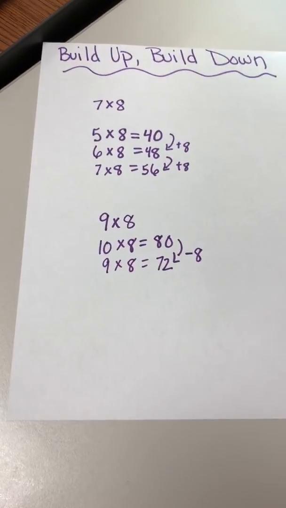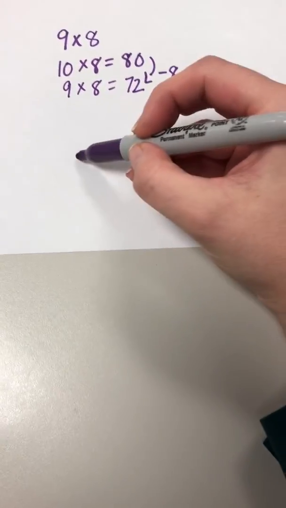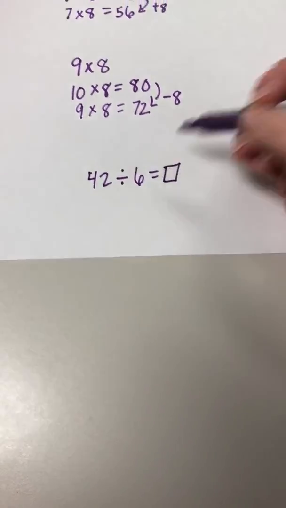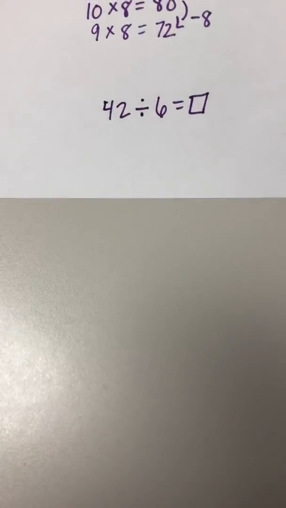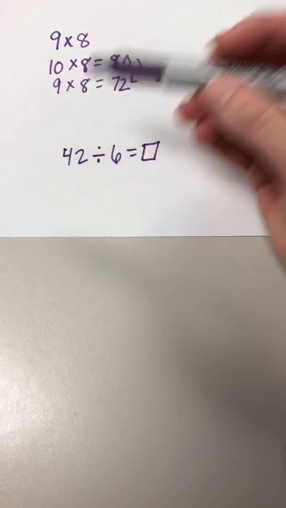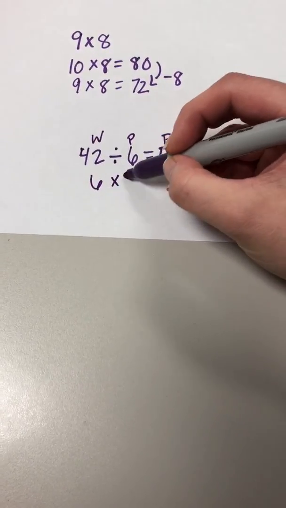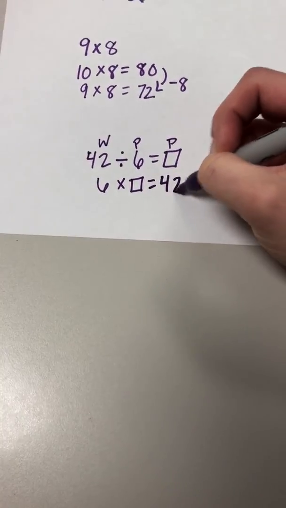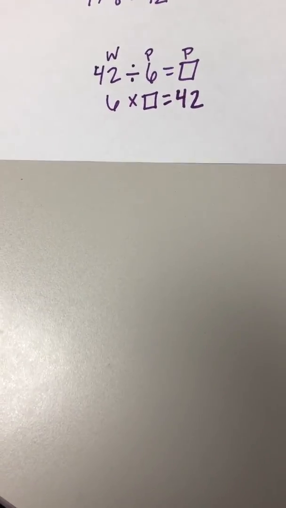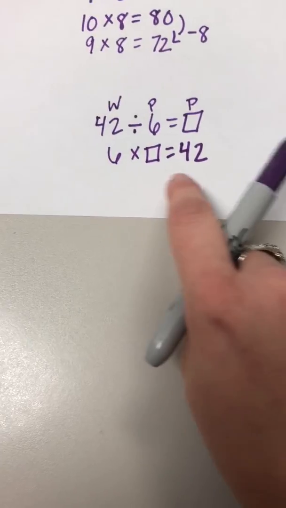They can also use this same strategy whenever they are doing division. If they have 42 divided by 6, for example, our strategy for division is always to do what we call think multiplication. So turn this division problem into a multiplication problem. Since this is my whole and these are my parts, I'm going to turn it into 6 times box equals 42. Then I'm going to use the strategy of building up to help me get as close to 42 as I can. Because this is a high number, I wouldn't want to start with a 2. 6 times 2 would be too far away.